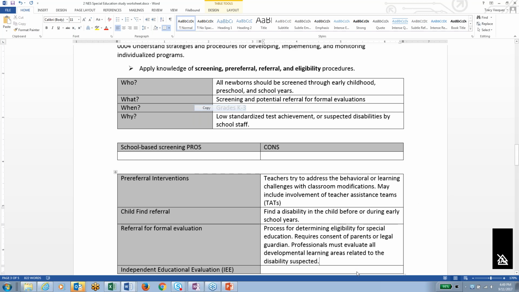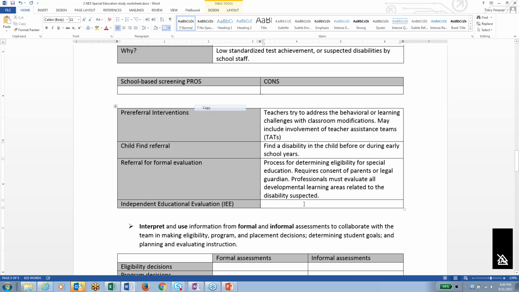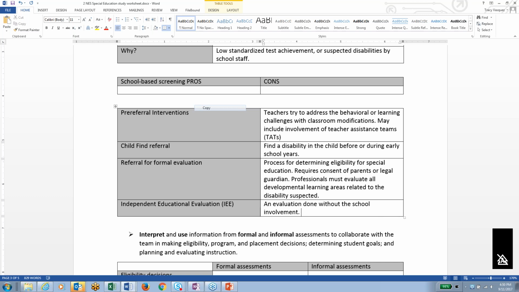Okay, thank you, Leisha. And let's move on to independent educational evaluation. Otha? Yes, is this an evaluation that is done not upon request, but just to basically have it done without the school being involved? It's just an evaluation done, I guess, through the parents.